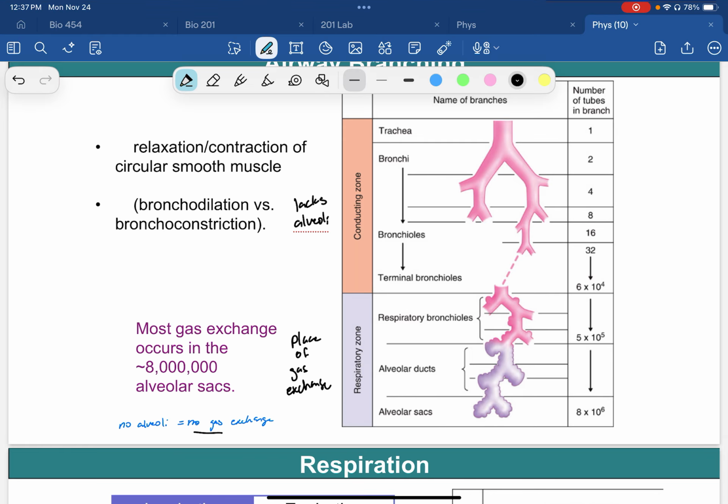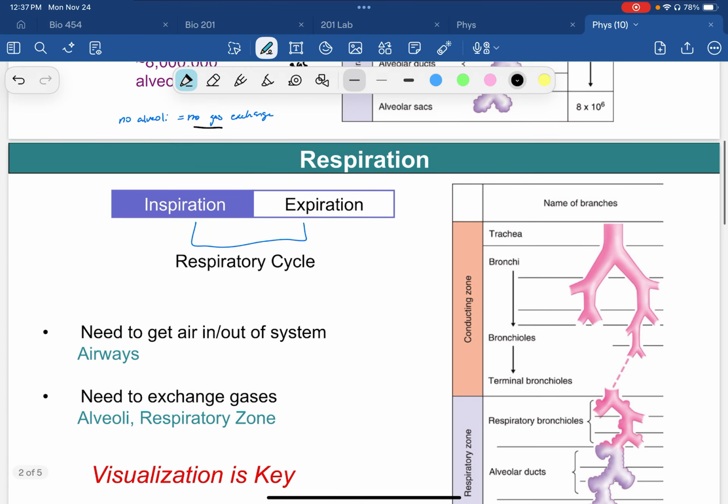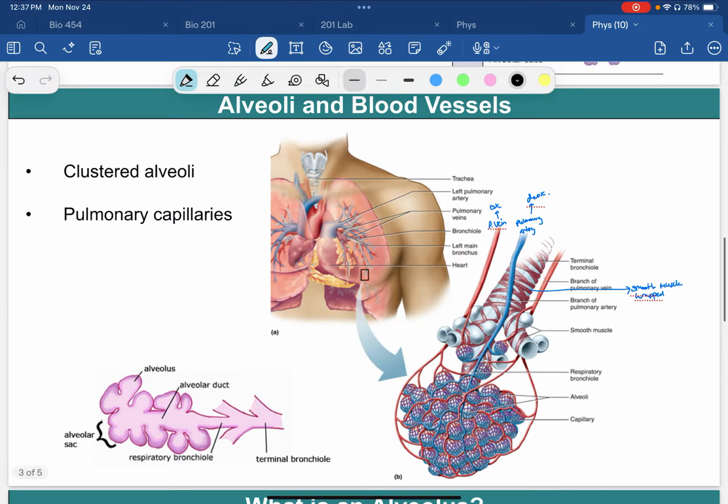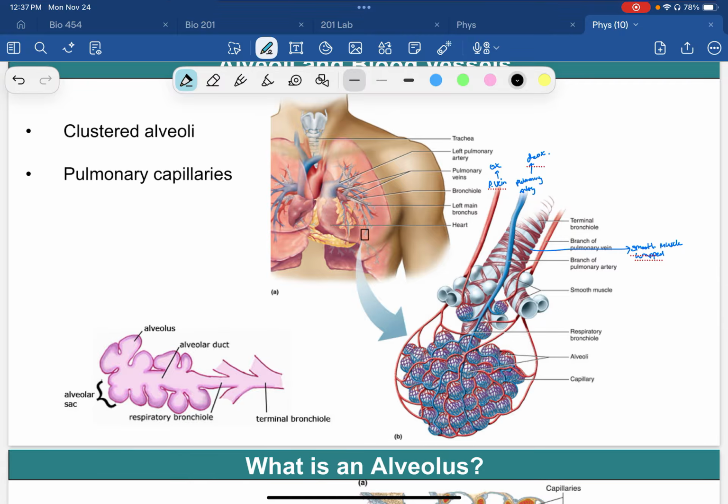As we move into here, we can see one cycle of our respiration includes inspiration and expiration. The purpose is to get our air in and out of the system, and to exchange the gases, we need our alveoli and our respiratory zone. So it's helpful to visualize this. As we move down here, we can look a little closer.